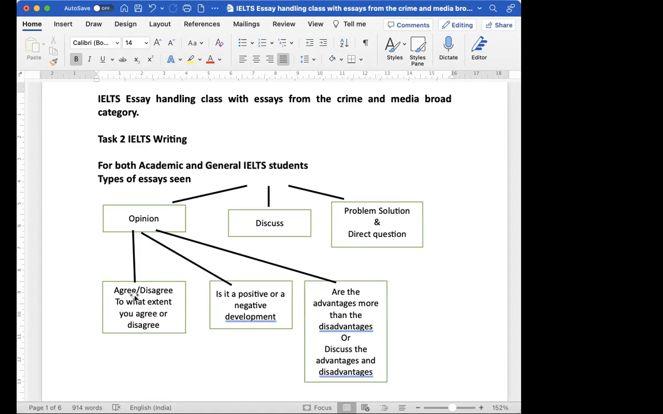Okay. And then we have the is it a positive or a negative development? The statement is given, and below that it will be written that something happens, and is this a positive or a negative development? And the third way an opinion can be asked is a statement is given, and below the statement it is written, are the advantages more than the disadvantages, or do you think its advantages outweigh the disadvantages? So as far as this flow chart is concerned, does anyone have any doubts?